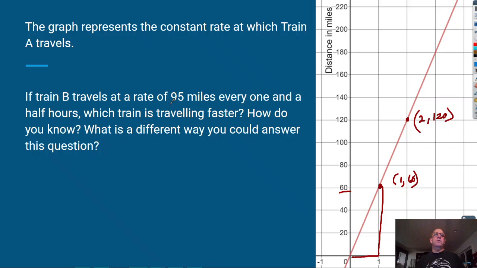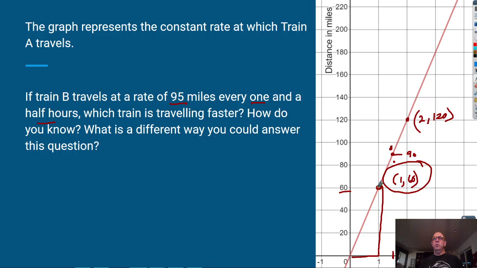But this other train is 95 miles every 1.5 hours. So if I go 1.5, which is about here, and I go up to 95, which is about there. But I'm not sure if it's there or right on the line or there. This kind of looks like it's between, this kind of looks exactly at 90. But I'm not sure. I have to figure it out.